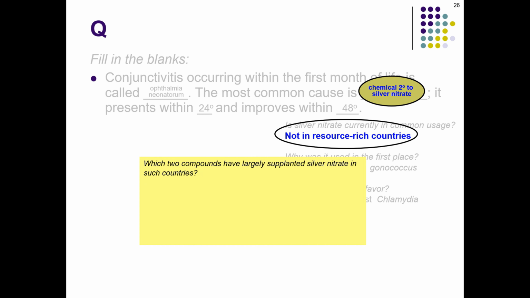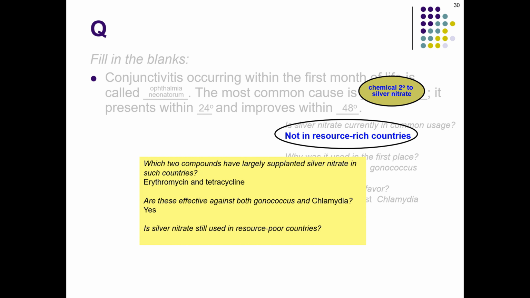So why have rich countries largely replaced silver nitrate with two other medications that cover gonorrhea and chlamydia trachomatis, erythromycin and tetracycline? Because both of them are effective against Neisseria gonorrhoeae and chlamydia trachomatis. Unfortunately, silver nitrate is still used in resource-poor countries.